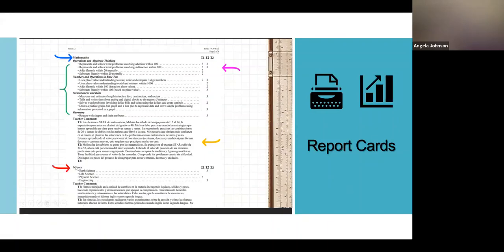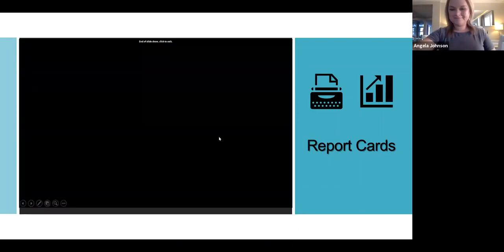We also grade science. For science, we don't put standards. In this case, we only have the main topics and the space for the teacher comments. And that is all I want to share with you today.